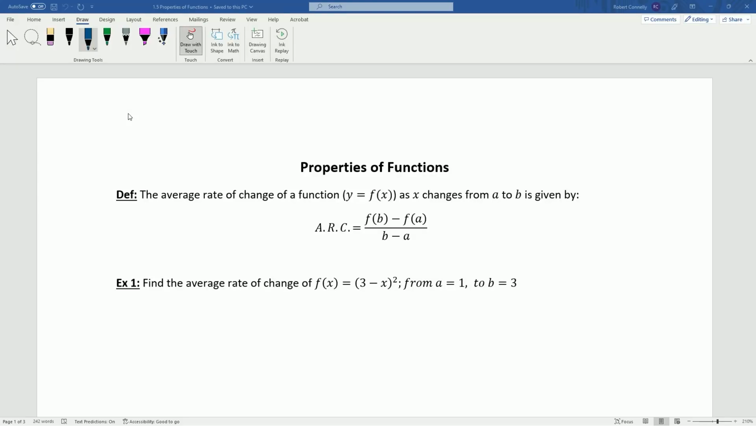Hello everybody, and welcome to our video on properties of functions. So here we're just going to explore some different properties of functions that will come up throughout pre-calculus and calculus.